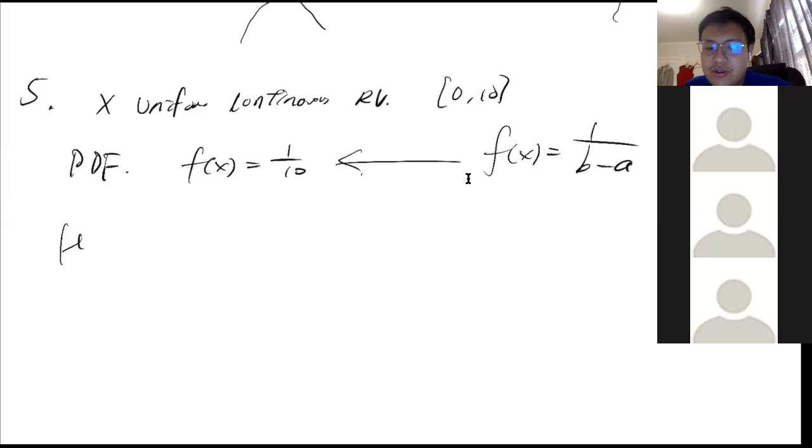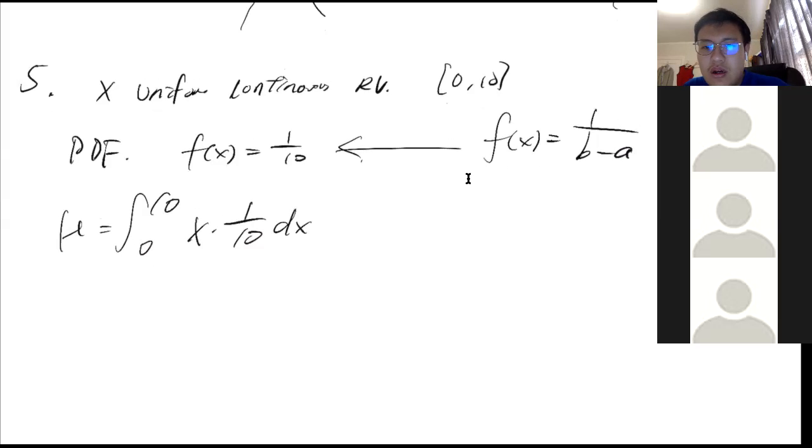And then we want to find mu. Mu is the integral, in this case over the range where it is non-zero, from 0 to 10, of x times f(x) dx. And f(x) this time is a constant, just 1 over 10. And then you will get the result, which is 5.